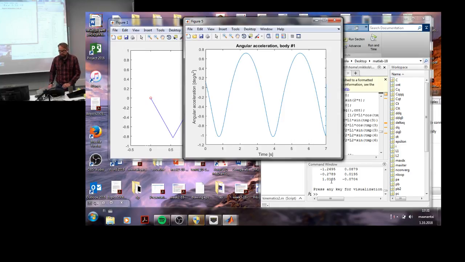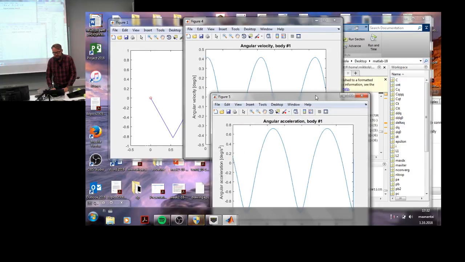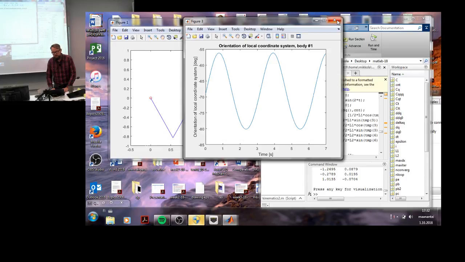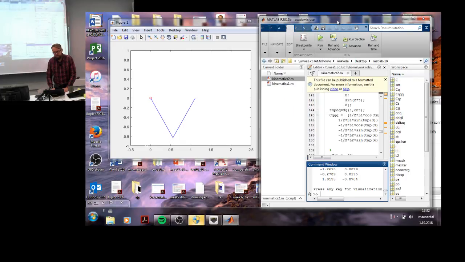And now I have here different solutions: angular acceleration of body 1, angular velocity of body 1, orientation, local coordinate system, and so on and so on. I can plot whatever I want from the system because I know all the coordinates at position, velocity, and acceleration level. That's how it goes.